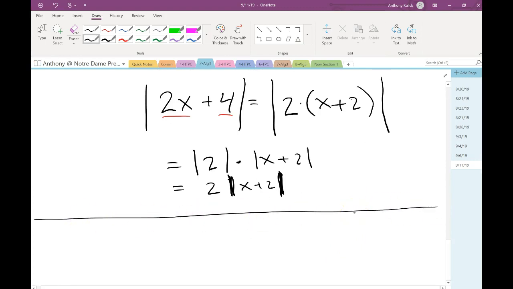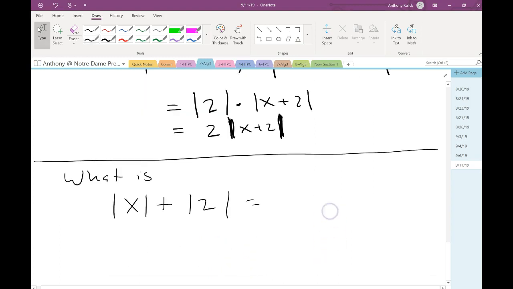So that's about breaking an absolute value, splitting an absolute value apart. How about combining them together? What if I wanted to do the absolute value of x plus the absolute value of 2? Is that just the absolute value of x plus 2? Can I do that? That's bad.